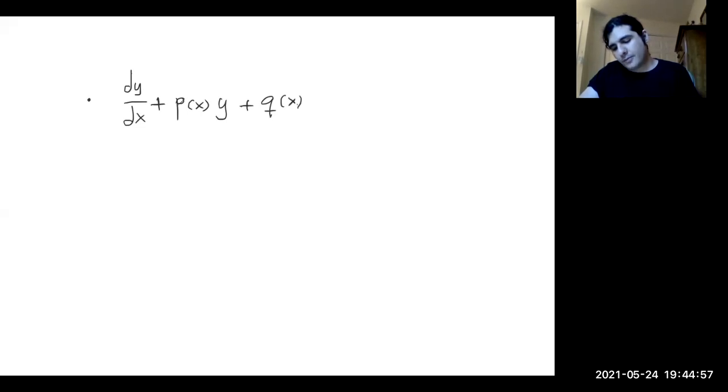Rather than having these specific things I took, we could think about this equation in a more general way. We could say we have dy dx plus some function of x, say p of x, times y, plus another function q of x, equals 0. Here, because I wanted to be explicit, I took specific p of x and q of x. In our example, p of x was equal to -3/x, and q of x was equal to -x to the 5.